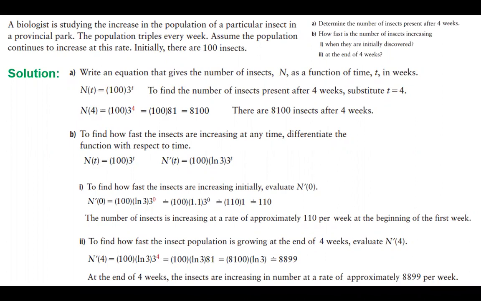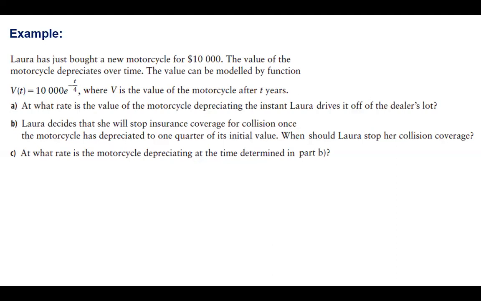Do you have any questions? Any questions? No? Okay. Then let's consider a second example. A person named Laura has just bought a new motorcycle for $10,000. The value of this motorcycle depreciates over time. Depreciates means decreases, right? The value can be modeled by the function V(t) equals 10,000 times e to the power of negative t over 4, where V is the value of the motorcycle after t years.